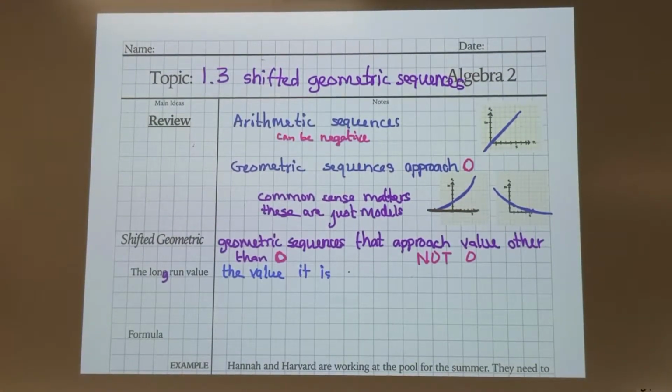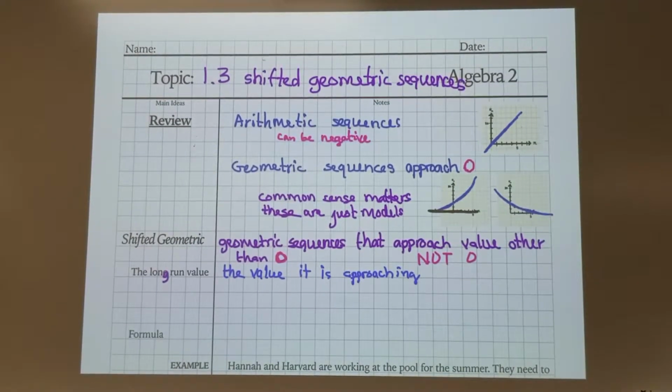Other than 0, not 0? Not 0. Then why does it say 0? There were geometric sequences that approach a value other than 0, not 0. Yep. So you're approaching something that's not 0. Anything that's not 0.